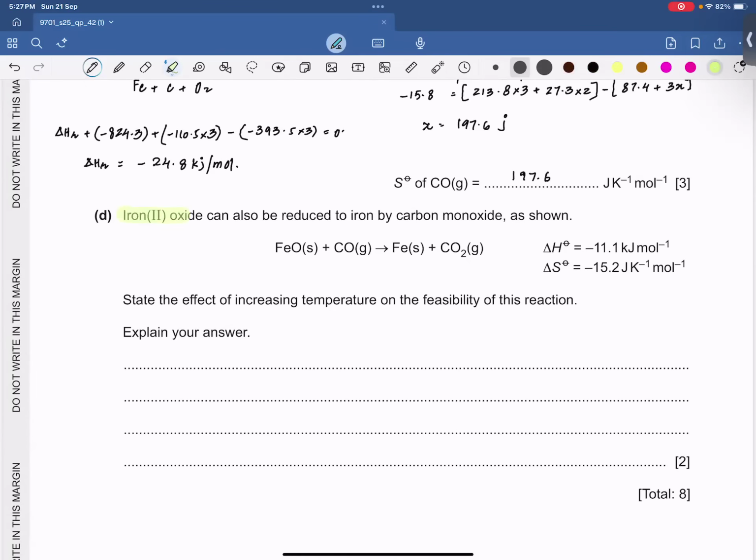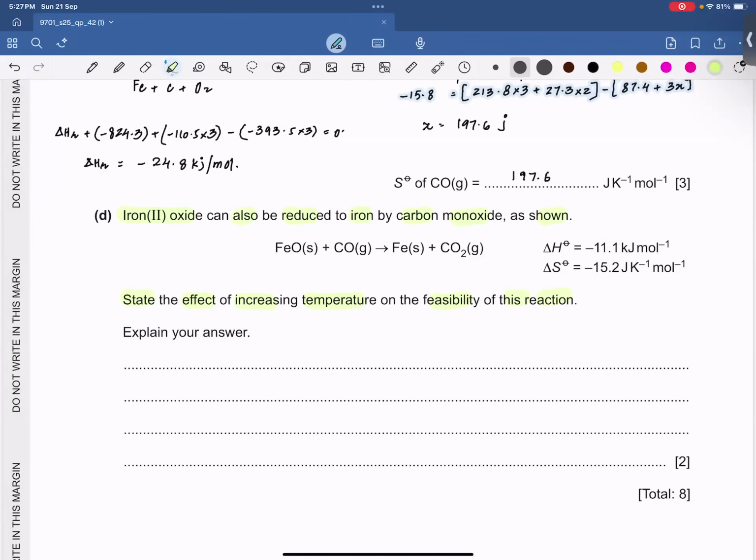Next is iron(III) oxide can also be reduced to iron by carbon monoxide as shown. This equation is applicable for 1 mole. Oh, that's a different equation. Okay. So delta H is already given, I mean, the enthalpy change of reaction is given. The standard entropy change is given. So the examiner is looking for an explanation of the effect of increasing the temperature on the feasibility of this reaction. What happens if we increase the temperature?